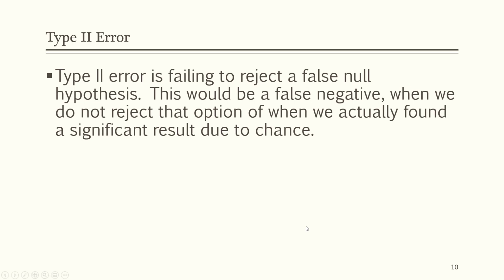So the type 2 error is failing to reject a false null hypothesis. So this would be a false negative, meaning that we don't reject the null hypothesis. We say there is no difference when there actually is one. So the type 1 error is that we're going to reject a null hypothesis when there really isn't a difference, that it was due to chance. The type 2 error is that we're going to retain a null hypothesis when there actually is a difference. So there's a type 1 and a type 2 error.